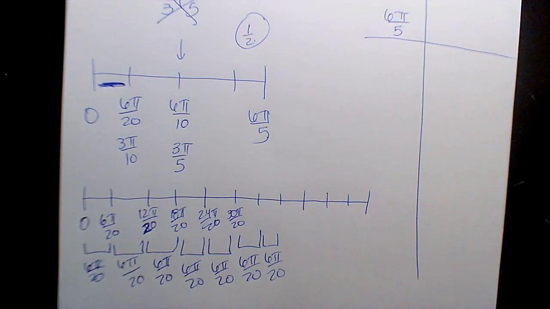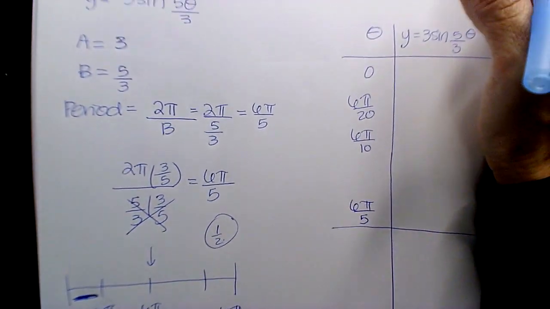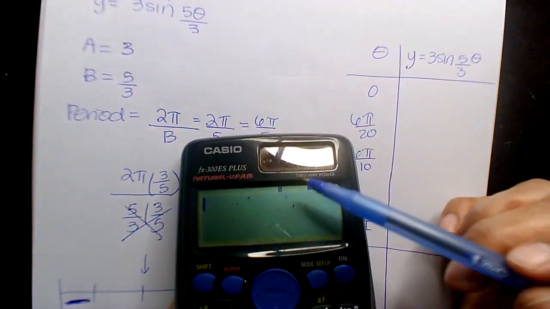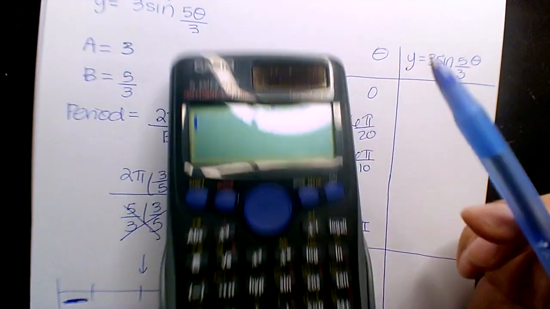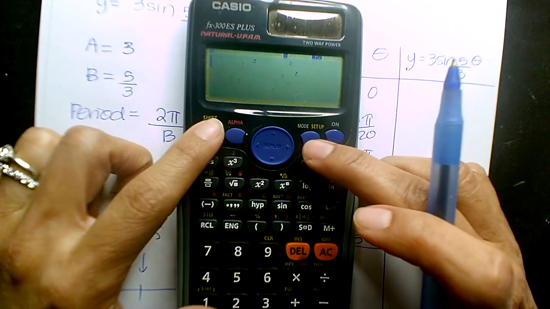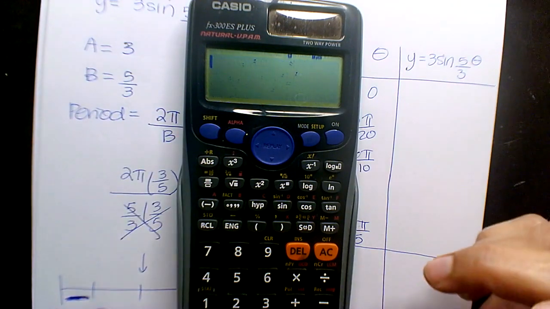Now, hold on, let me finish this first. When you get your calculator, you better make sure it's in radians. Mine has a D right now, so I'm in degree mode. I need radian mode. So shift mode, I need 4. And now I'm in radian mode.